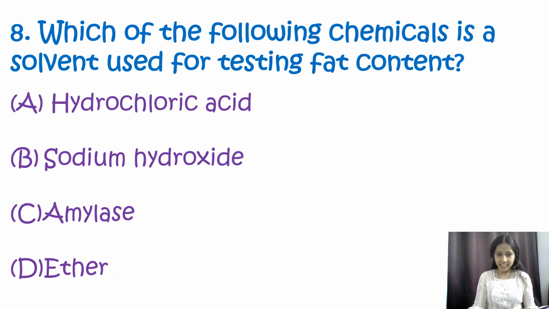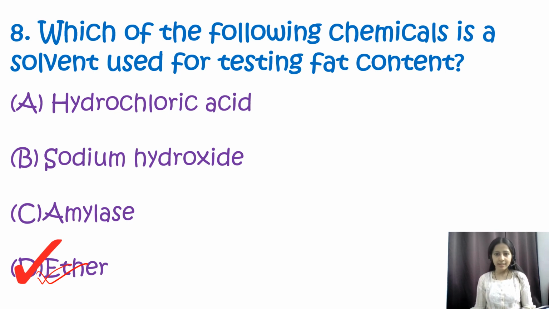Next, question number 8. Which of the following chemicals is a solvent which is used for testing fat content? Options are hydrochloric acid, sodium hydroxide, amylase or ether. So over here the correct option is D, that is ether. The chemical which is commonly used as a solvent for testing of fat content is ether, and we know ether is often used in a method called Soxhlet extraction, which is a commonly used technique for extraction of lipids, say fats, from solid food samples.